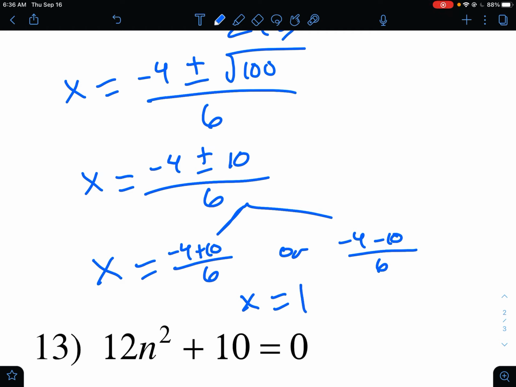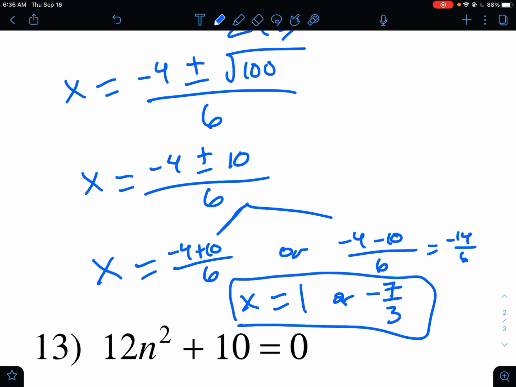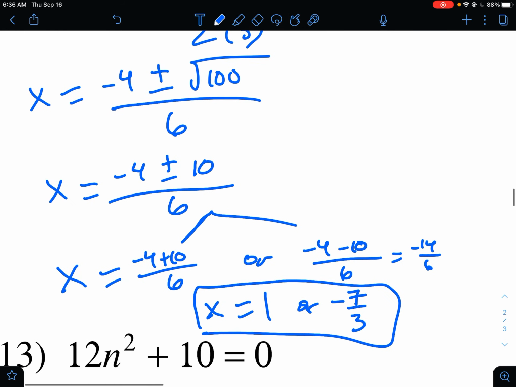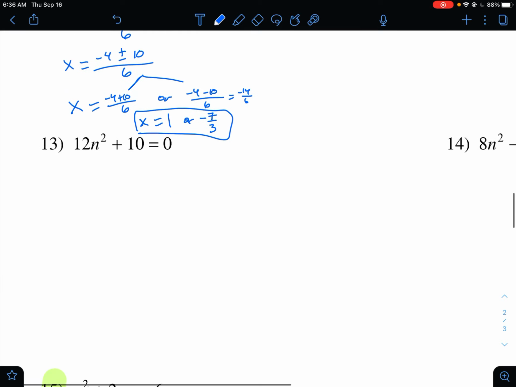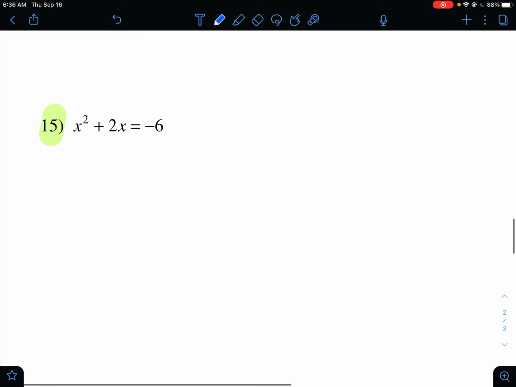And then negative 4 minus 10 gives you negative 14, which you divide by 6, and convert to a fraction, gives you negative 7 thirds, right? This part becomes negative 14 sixths, which reduces to be negative 7 thirds. So there we go. Answer. Lovely that. Make sure it equals 0. Plug your numbers in. Let's jump to one last one.